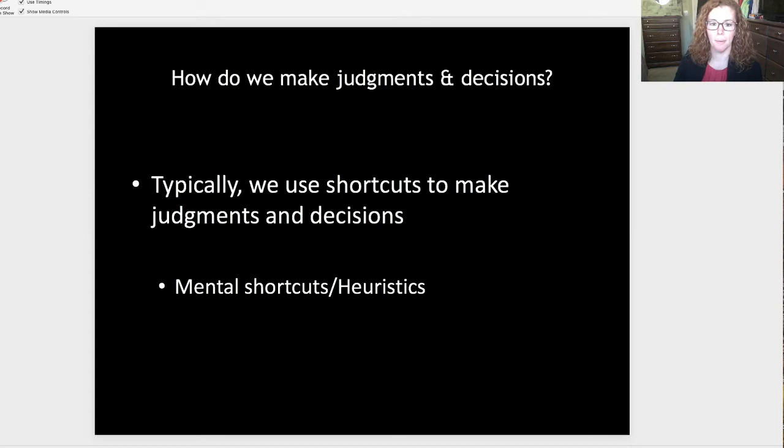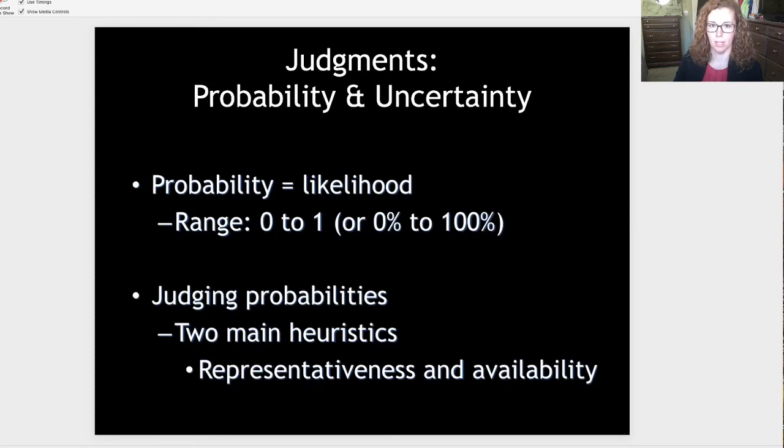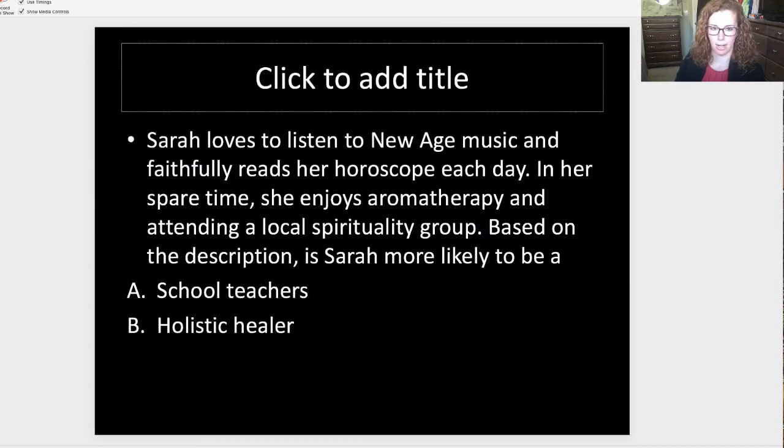The two main heuristics that we use for judging probability are the representativeness heuristic and the availability heuristic. Okay, and you might have read or watched a video about those things already on the crash course. That's fine, but I just want to reiterate that with them quickly and provide some examples. So this is a clicker question that I'd have you do. I'll give you 30 seconds to read it.